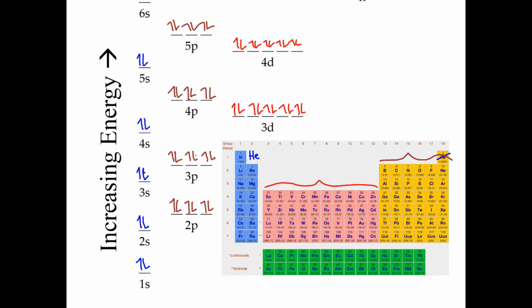Next, we're going to move into the next element, which is going to put it into 6s. So 6s is going to be cesium.